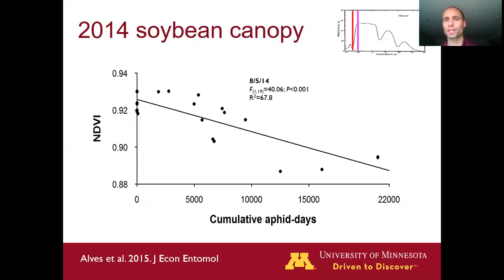And in 2014, we see a very similar pattern, again documenting that with these handheld sensors, a sensor that you hold in your hand just above the soybean canopy, maybe 2 or 3 feet above, we can detect the stress caused by soybean aphids from this kind of an approach.